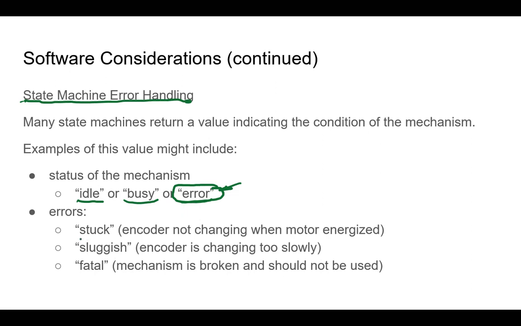Now, let's talk about what kind of errors we can get in an arm. For example, we could find that the arm is stuck. What do we mean by stuck? Well, the arm is supposed to be moving, but it's not moving. How would we determine that? Well, the state machine is reading the encoder, isn't it? So the state machine could say, we have the motor energized, but the encoder is not moving, and so we can assume that the arm is stuck.